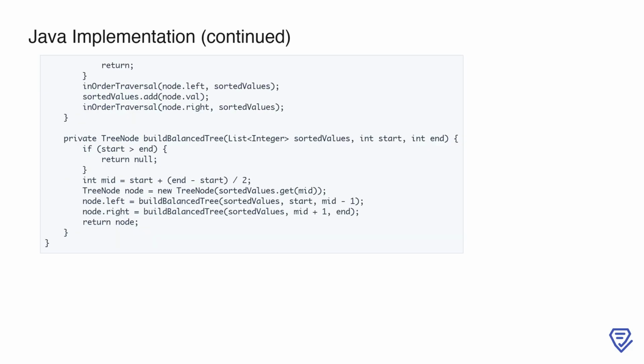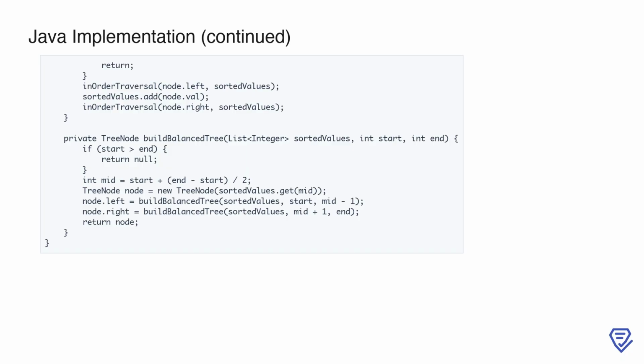The in-order traversal method continues by checking if the current node is null. If it is, the function simply returns, as there is nothing to process. Otherwise, we recursively traverse the left subtree, add the value of the current node to the sortedValues list, and then traverse the right subtree. This ensures that all values are collected in sorted order.